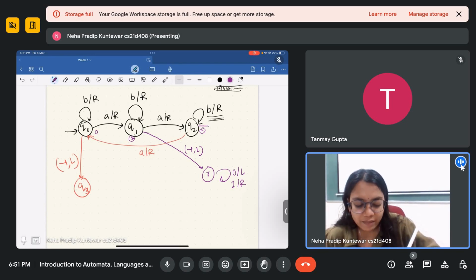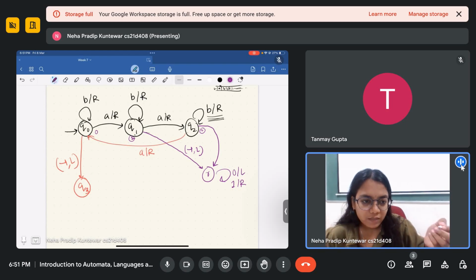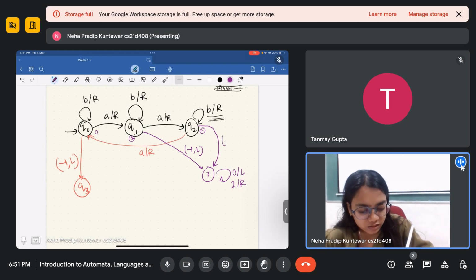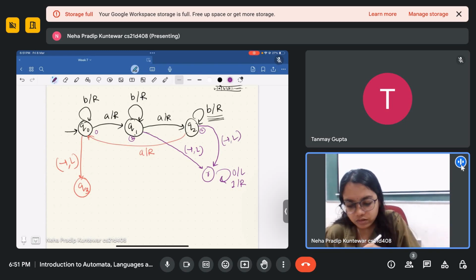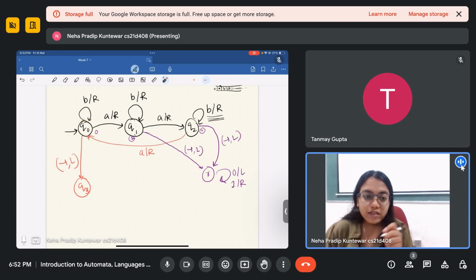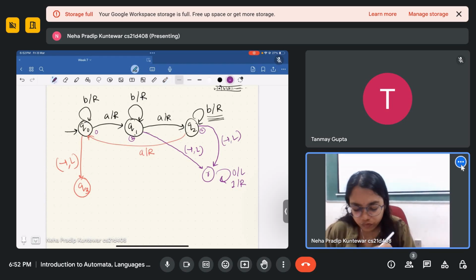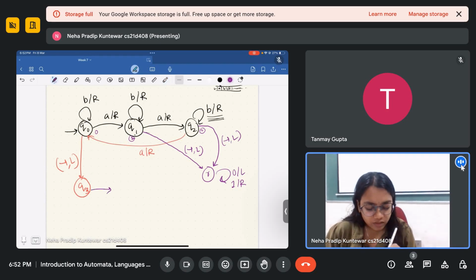The same thing happens for Q2 also. If you are at Q2, we have not seen 3k many ones, so we are going to reject it. Same thing. But if you see the left hand marker, the right hand marker from Q0, then there is something else we need to do. We want to check whether the number of B's is a multiple of 2.